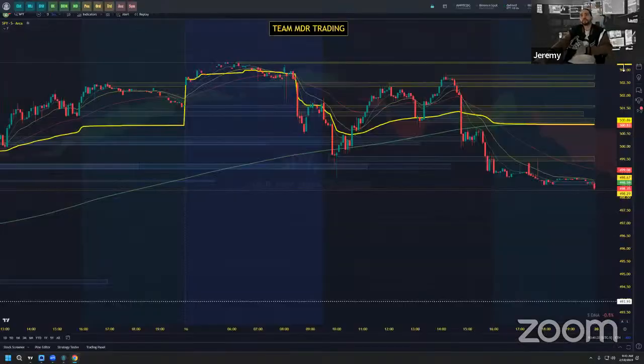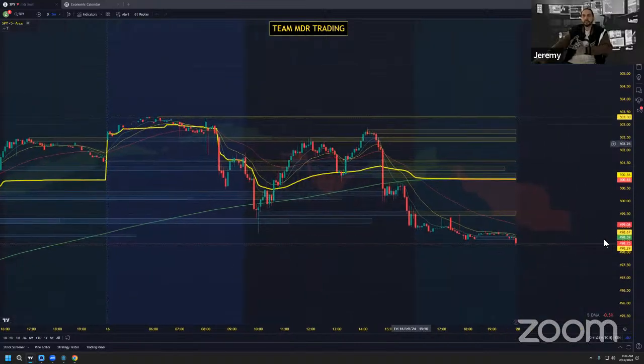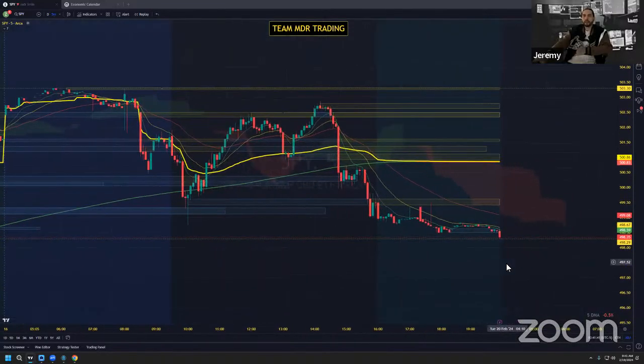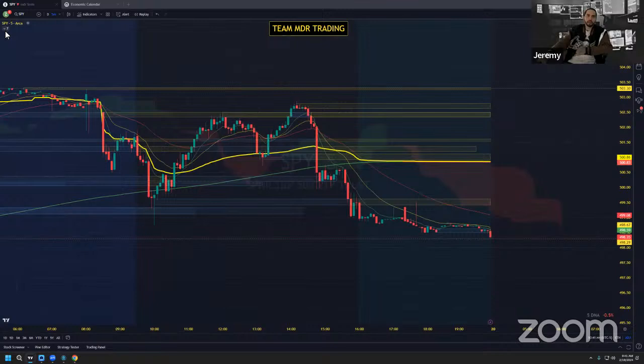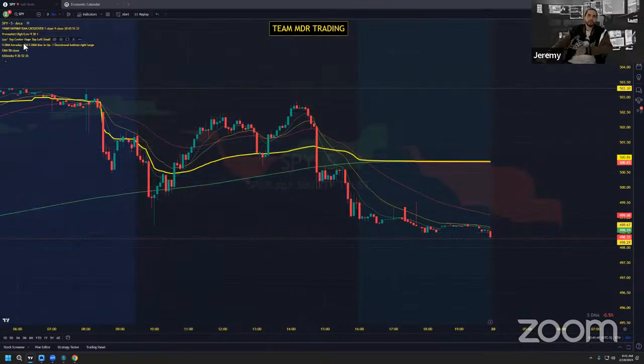So this is the 5 minute chart, right? This is the 5 minute chart. And this is a chart where I base my trades off. I don't know why all these are here.